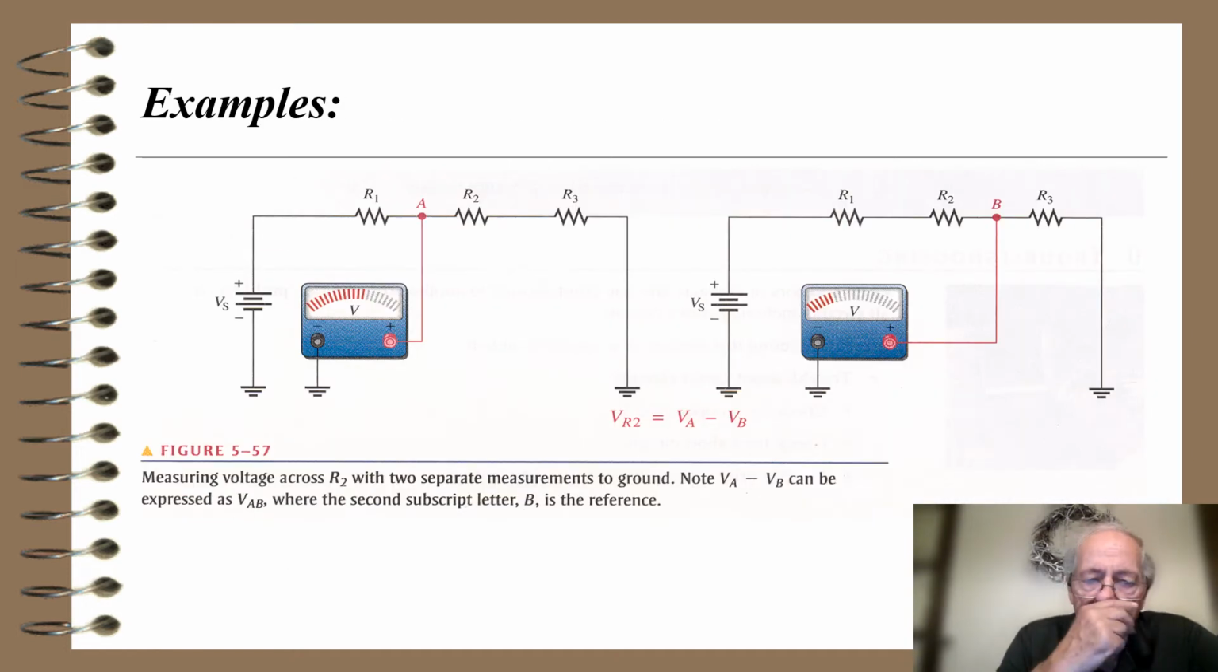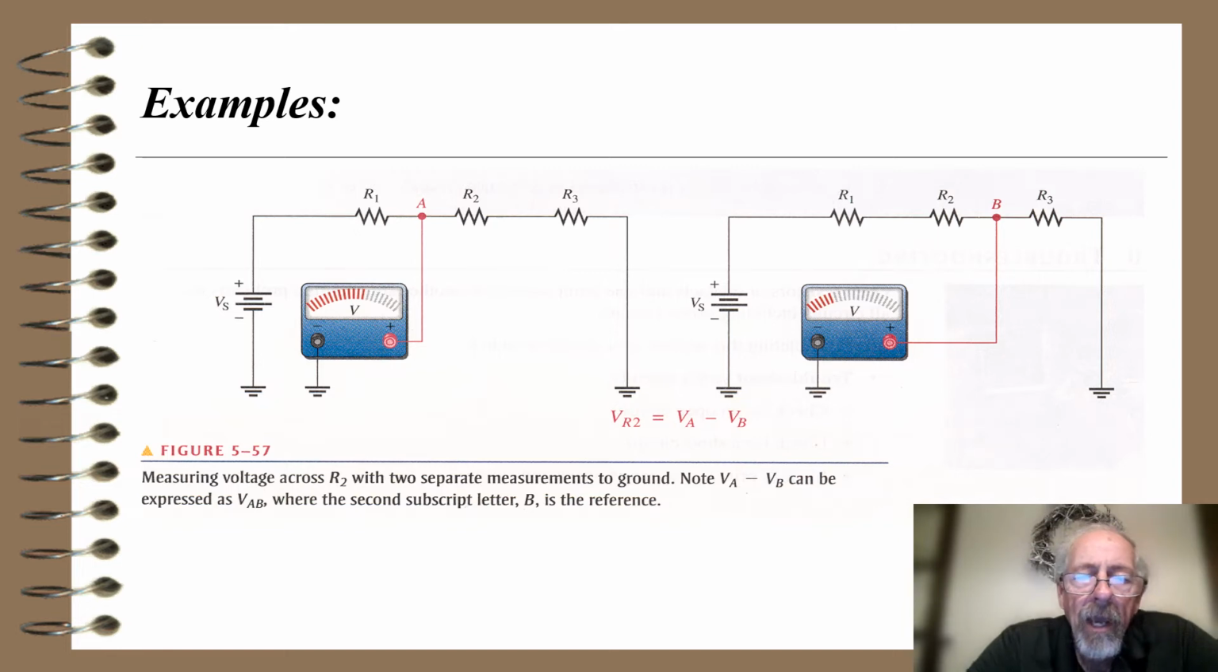And here's a couple examples of measuring voltage across R2. In this one on the left, figure 5.57, part A, I put the voltmeter between point A and ground, and I measure a certain voltage. Then in the diagram to the right of it, I put the voltmeter at point B, or node B, and notice that the number of red lines have gone down the voltmeter, so the voltage potential is less there to ground. And then to figure out the voltage across R2, see the equation: VR2 is equal to VA minus VB.